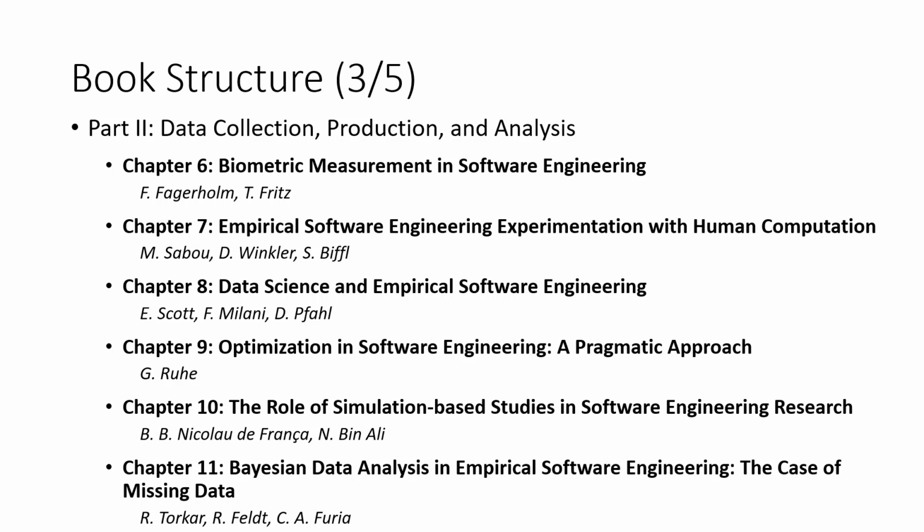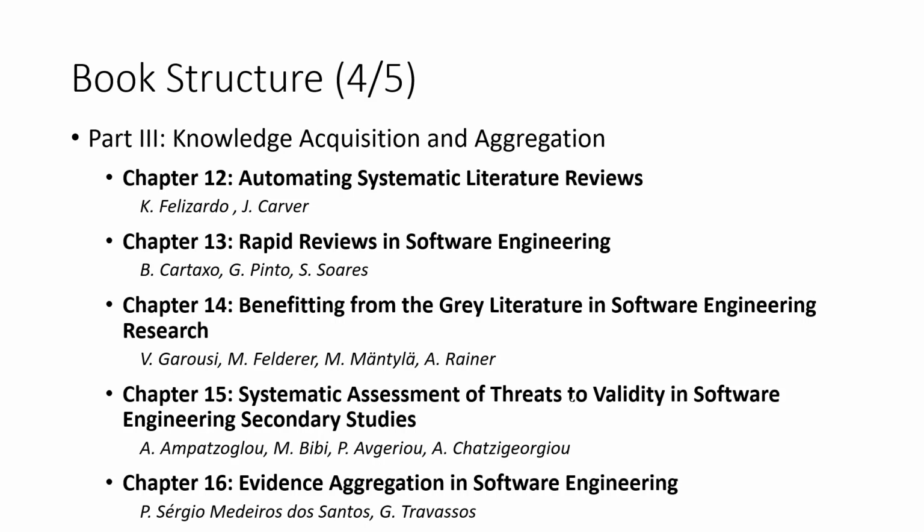The second part is about data collection, production and analysis. It contains overall 6 chapters. The first chapter of this part is about biometric measurement in software engineering. The next one about empirical software engineering experimentation with human computation. The next one about data science and empirical software engineering. Then we have one about optimization in software engineering, a pragmatic approach. Then one about the role of simulation-based studies in software engineering, and the final one about Bayesian data analysis in empirical software engineering.